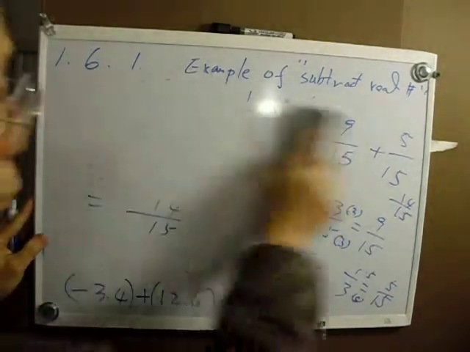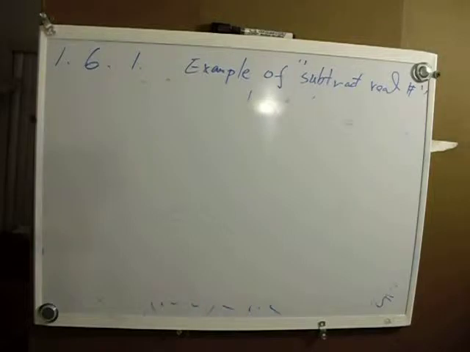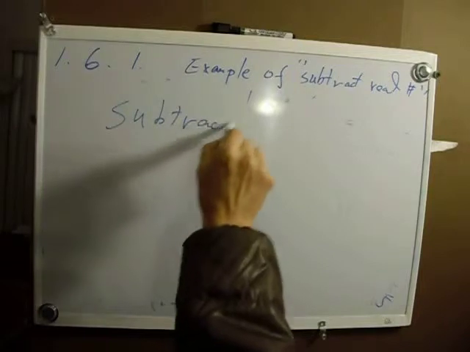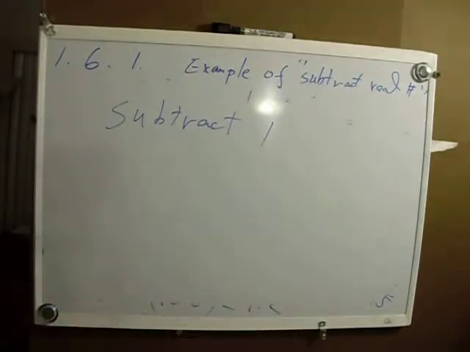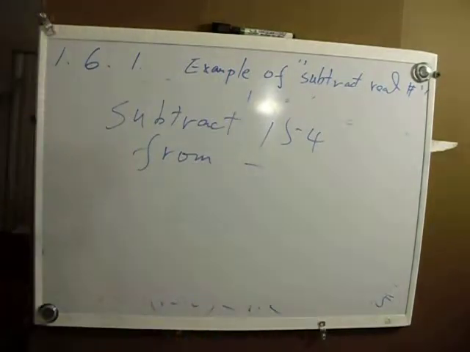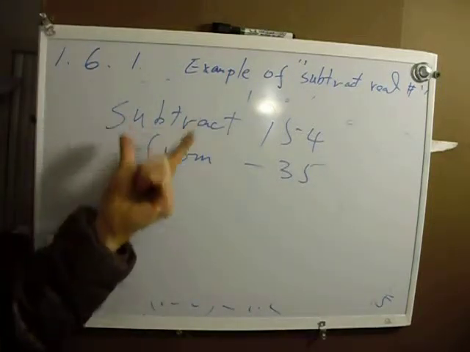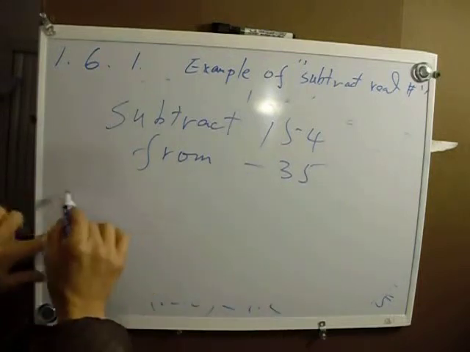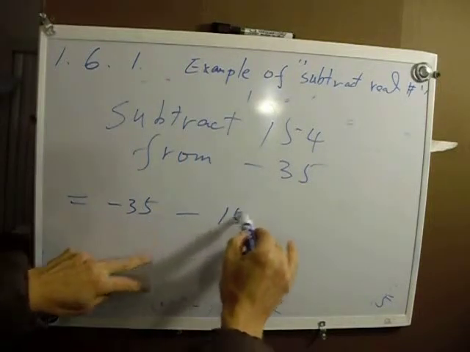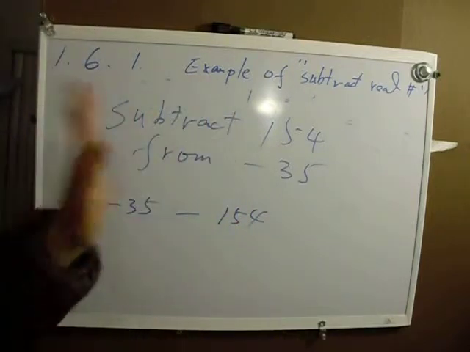Okay. Maybe we use 1 minute to do one problem. Subtract 154 from negative 35. How are we going to translate this? When you see subtract from, always use the second number first. You translate the second number, negative 35, subtract 154. That's how we do the translation process. If you do it the other way, it's going to be a mistake.